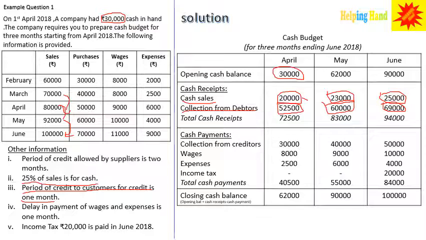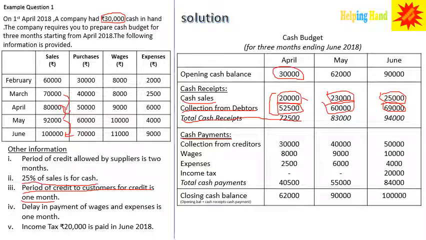So what we do next is we total these two, 20 plus 52,500. We get a total cash receipt for the month of April, that is 72,500. After this, we shall consider all the cash payments which are being made here.